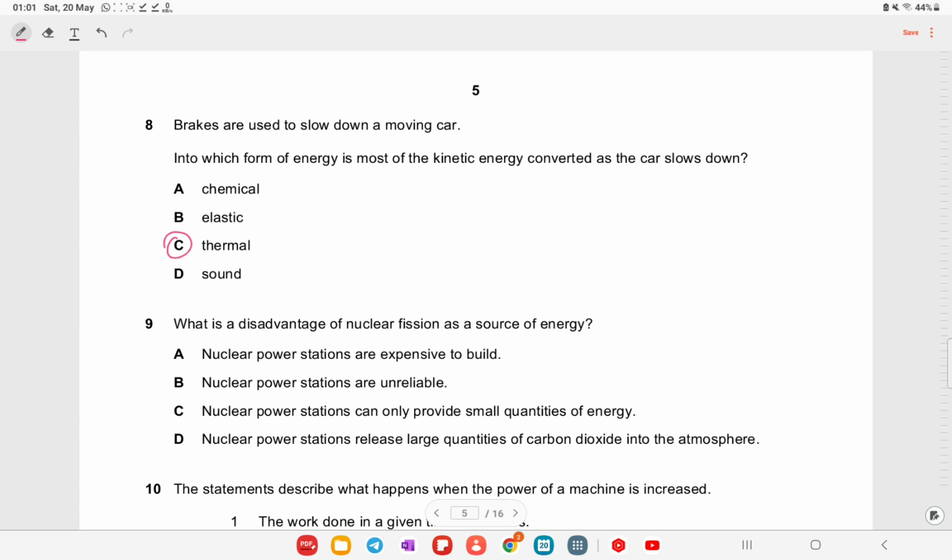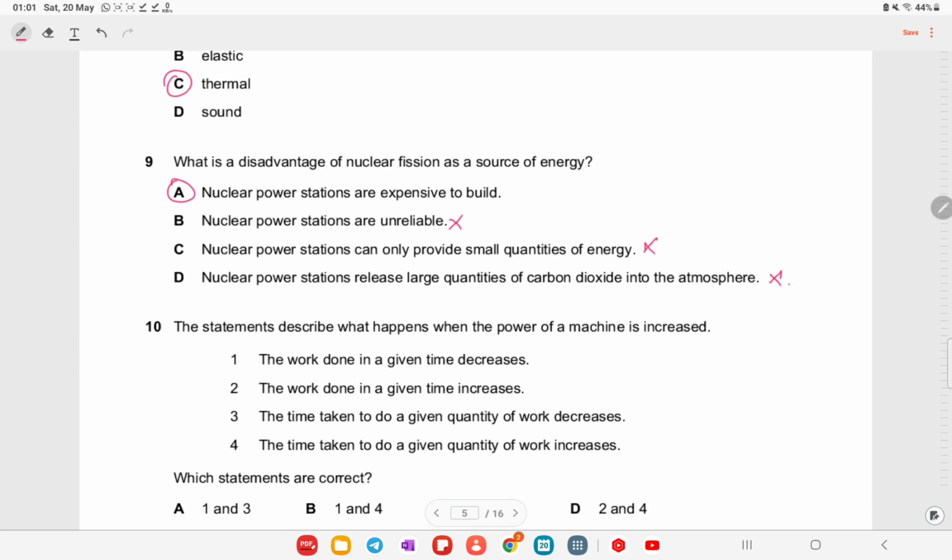What is the disadvantage of nuclear fission as a source of energy? Nuclear power stations are expensive to build. Yes, this is one of the reasons. Let me confirm this. Nuclear power stations are unreliable. Now that's not the reason. Nuclear power stations can only provide a small quantity of energy. Nuclear power stations release large quantities of carbon dioxide into the atmosphere. No, this is not the right answer. So option A is going to be the right answer.